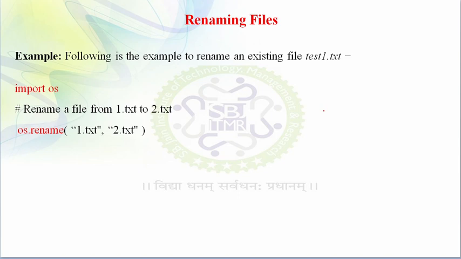Here's one example of how we can rename the existing file 1.txt to 2.txt. Before renaming the file, you have to import your OS module. You can import it by using import os, and next you will use the function os.rename, and in the parenthesis, in the double quotes, you will give the first file name, which is the old one, and the next file name, that will be the new one. So it will rename 1.txt to 2.txt. So this is how we can rename the files.